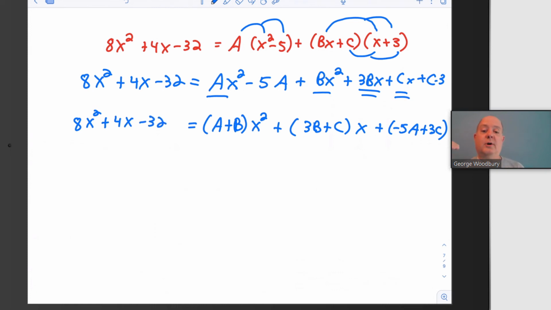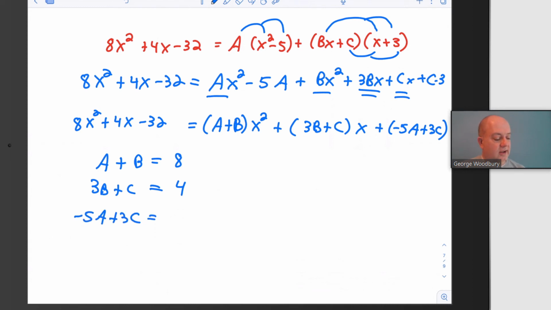What I'm looking for are values of a, b, and c such that a plus b equals the coefficient of the squared term, 8. And 3b plus c equals the coefficient of the linear term, 4. And the constant, negative 5a plus 3c, is equal to negative 32. So I've got a system of 3 linear equations and 3 unknowns. We know how to solve that.